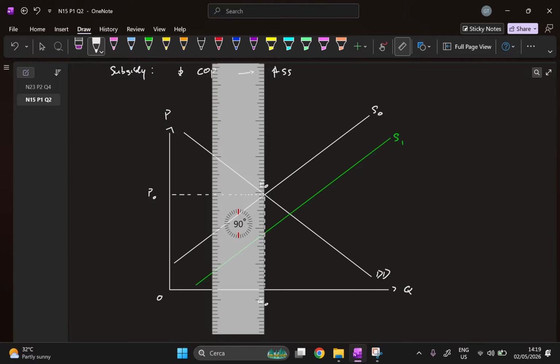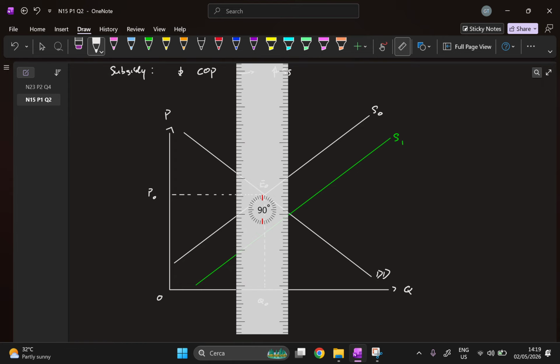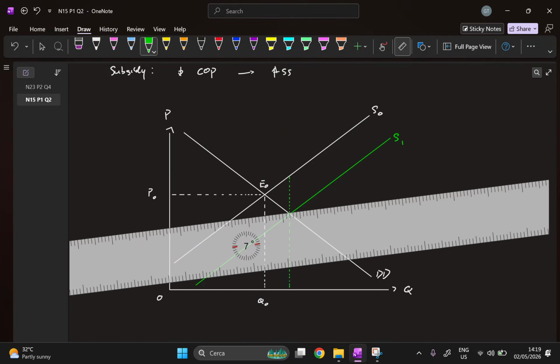Now, usually when we're just drawing a simple shift in supply diagram, right? Usually I will just draw my new quantity up here, right? And then extend it leftwards to the price line. But for the subsidy diagram, similar to the tax diagram, I'm going to extend it further. I'm going to extend it upwards all the way until it touches this S naught. Why, you will be able to appreciate shortly. And then I'm going to draw the new price line first.